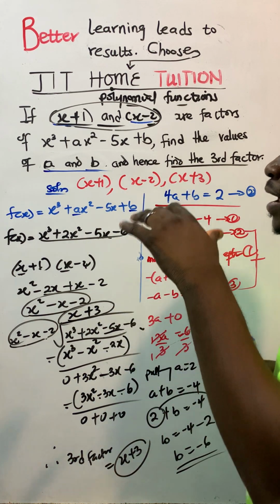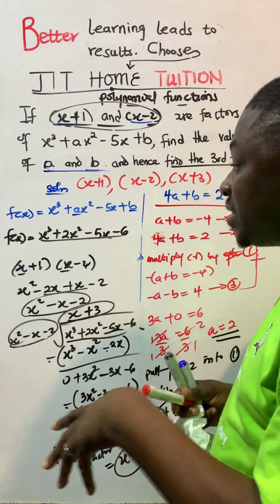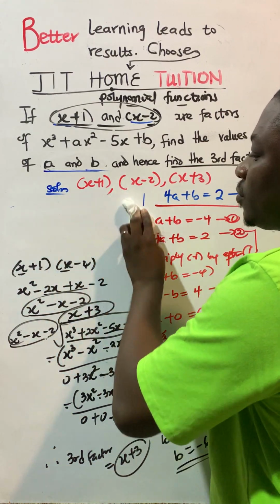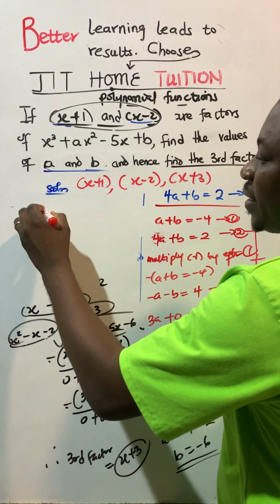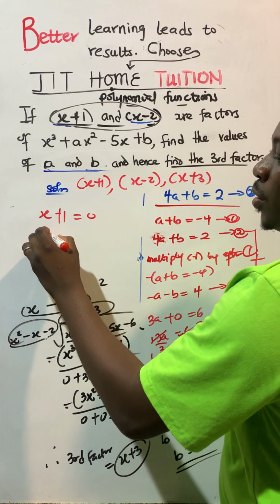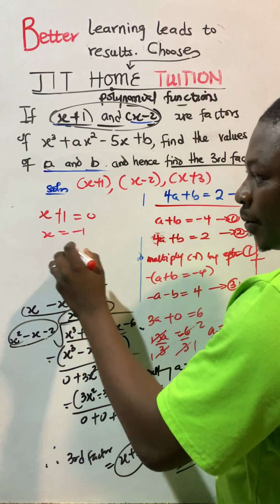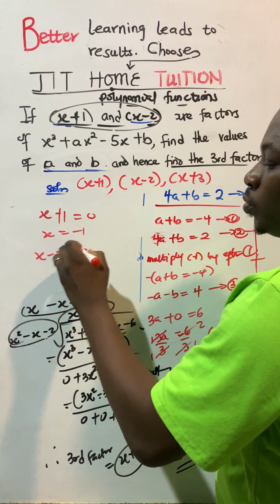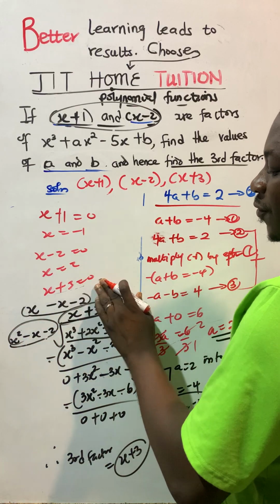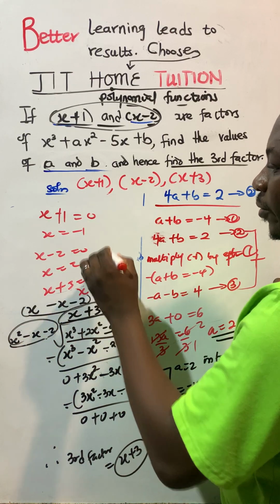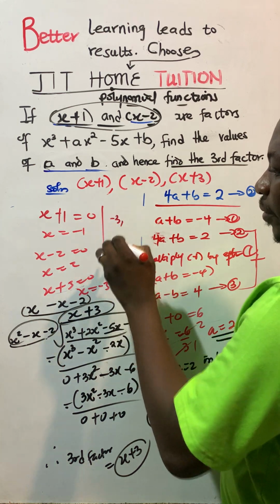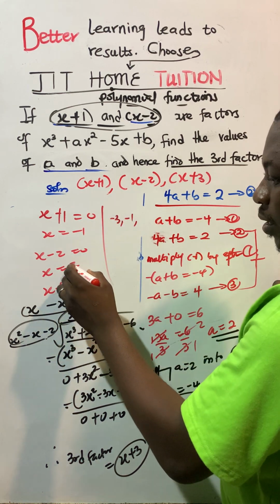Now, if the question had gone on to tell you to find the zeros of the function, that is when you would have equated these to zero. So this one, x plus 1, gives you x equal to negative 1. Then you have x minus 2, x equal to 2. X plus 3 gives you x equal to negative 3. So the zeros of the function would have become negative 3, negative 1, and then we have the 2.